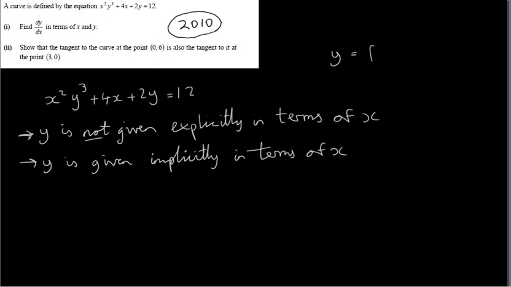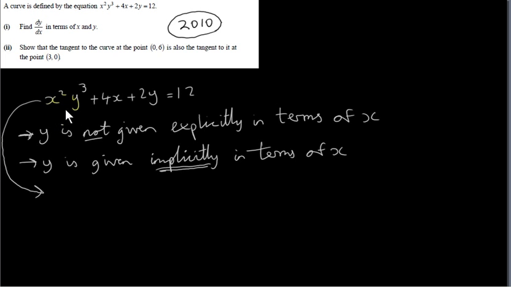For example, y could equal 3x cubed minus 5x squared, whatever. So the right hand side would just involve x. So when that is the case, we say that y is given implicitly in terms of x. Now it may be possible to get y explicitly in terms of x. We could try and rearrange this to make y the subject.